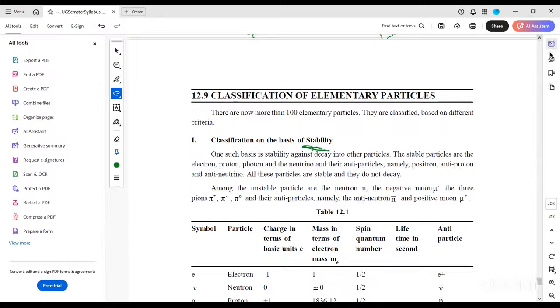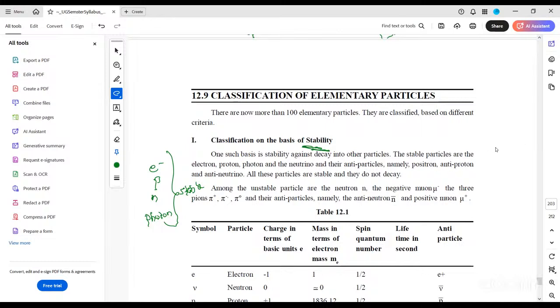Based on stability, which are stable, which are unstable. First, we will categorize. Here, which are stable, which are unstable, we will list out first. Electron, proton, neutron, photon. These 4 come under stable.